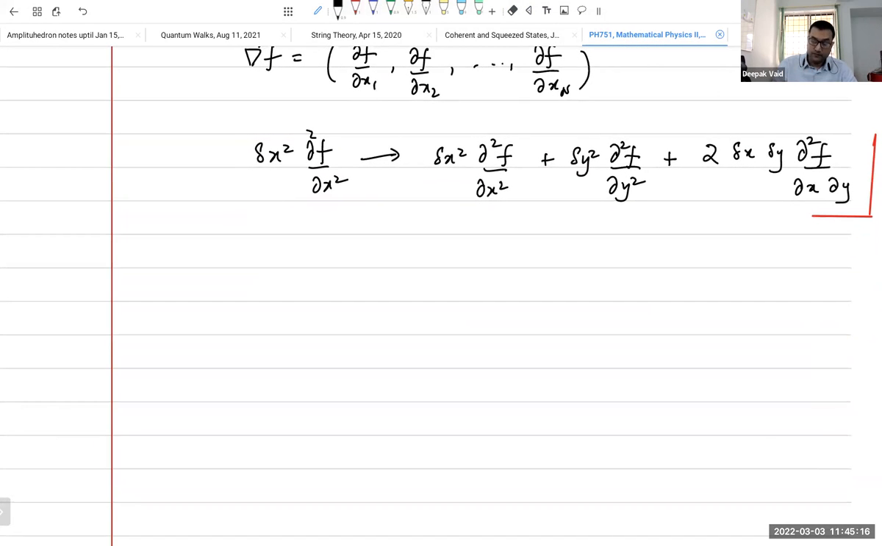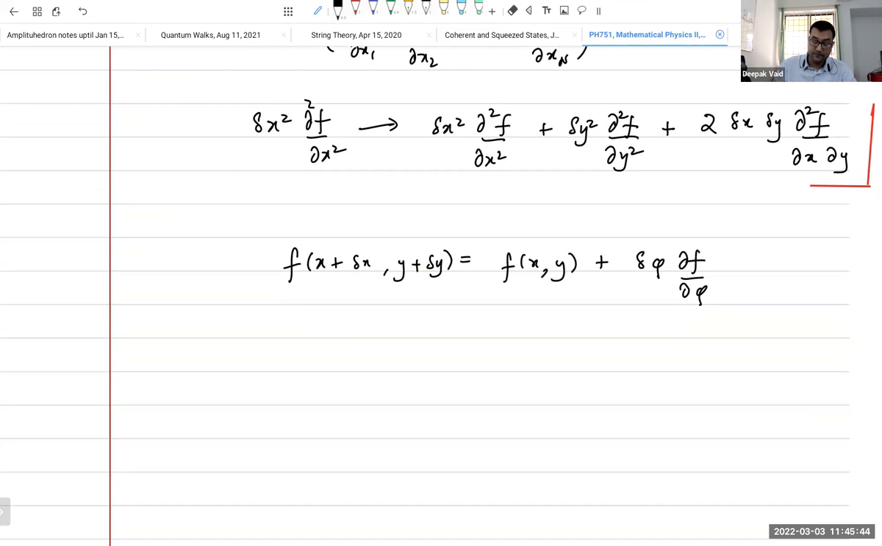Okay, so let me write down the expression again. F of x plus delta x, y plus delta y for a rotation is equal to f of x, y plus delta phi df by d phi. And what I have said here is that df by d phi is equal to this.